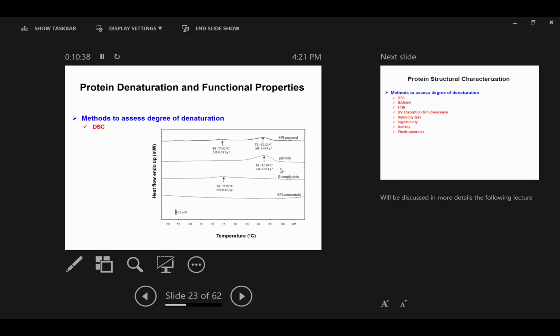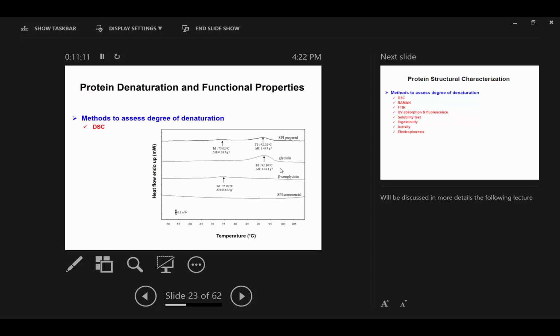And that also tells me the denaturation temperature of each one of them. One denatures at 75 degrees, that's the onset of denaturation, and the other one denatures at 92 degrees. So it differentiates the thermal stability of the two proteins, and it also gives me the enthalpy. The enthalpy is also an indication whether the protein has been partially denatured or more denatured than another protein.